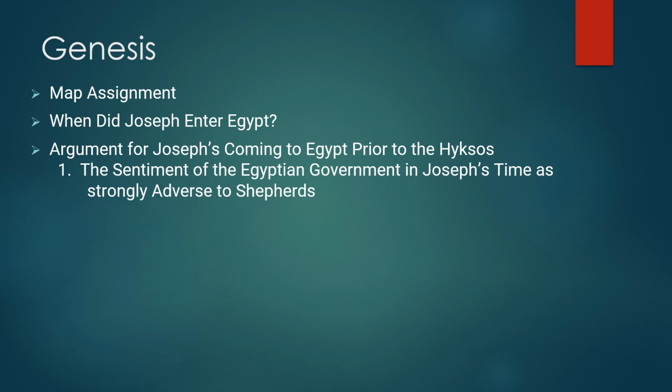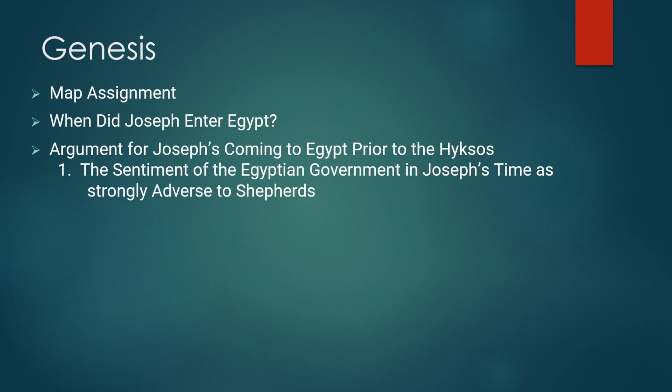Number one, the sentiment of the Egyptian government in Joseph's time was strongly adverse to shepherds, which is indicative of a native Egyptian dynasty on the throne. In Genesis chapter 46, verse 34, you read, quote, "You should answer, your servants have tended livestock from our boyhood on, just as our fathers did. Then you will be allowed to settle in the region of Goshen, for all shepherds are detestable to the Egyptians," end quote.